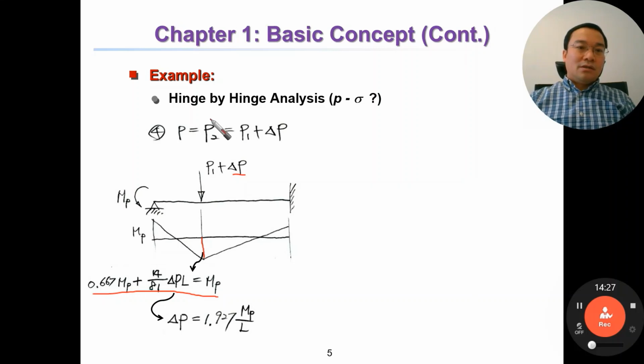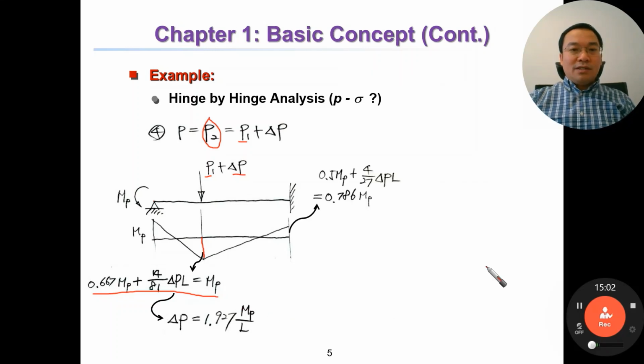Okay, so let's say P2 is the plastic load corresponding to the second hinge. P1 is for the first hinge. P2 corresponds to the second hinge. P2 equals P1 plus ΔP. So P1 is the first hinge and ΔP, and ΔP equals 1.927 MP over L.